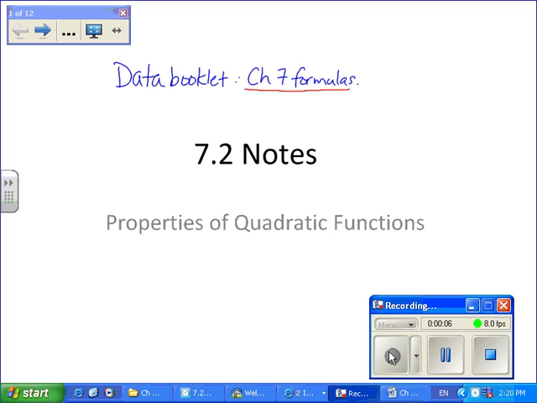We're looking today at properties of quadratic functions. In our notes, I'm going to ask you to open your yellow data booklet today and have open your chapter 7 formulas. We're going to refer to those at least once. So if you don't have those, pause this video and go ahead and open those up for yourself. And let's get started.